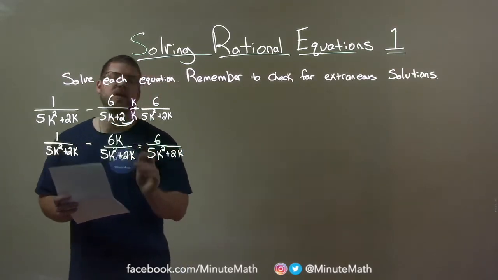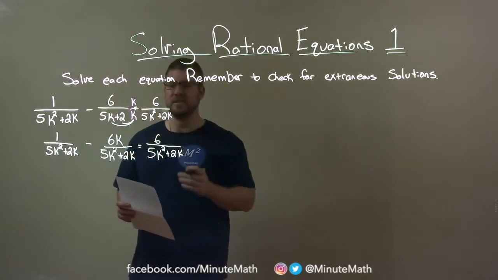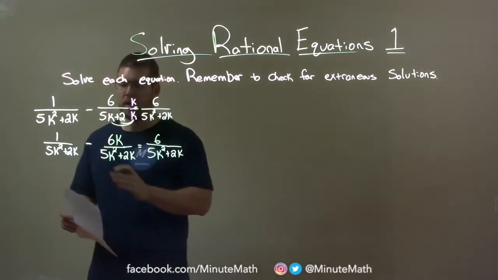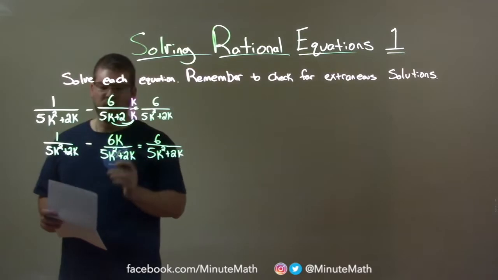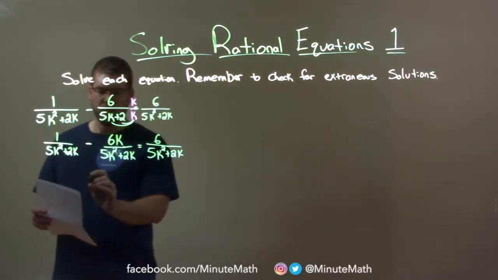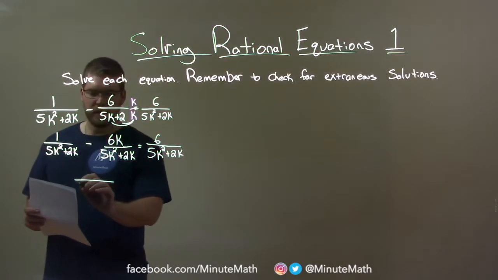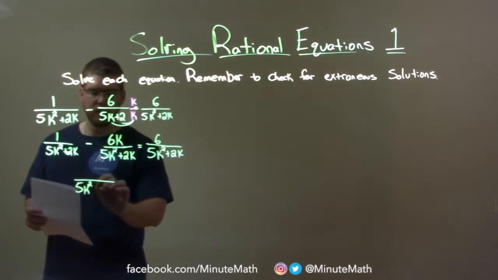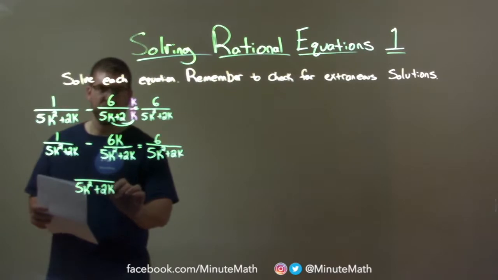So now all of our denominators are the same, which makes it easier to solve. So let's go to the left side of the equal sign. We can combine the two now, so the denominators are the same. So they will share the same denominator when they're done, 5k squared plus 2k, okay?